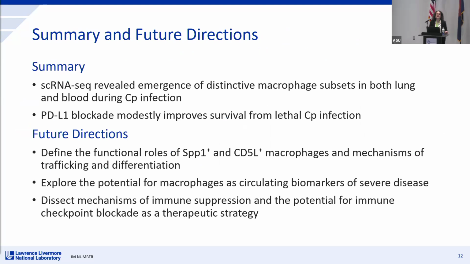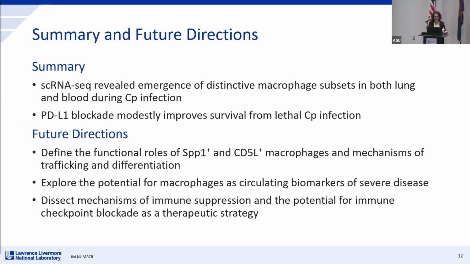All right. So to summarize, by using single-cell RNA sequencing, we identified this distinctive macrophage subset both in the lung and the blood during cocci infection. And using PD-L1 blockade, we were able to modestly improve survival from lethal cocci infection.